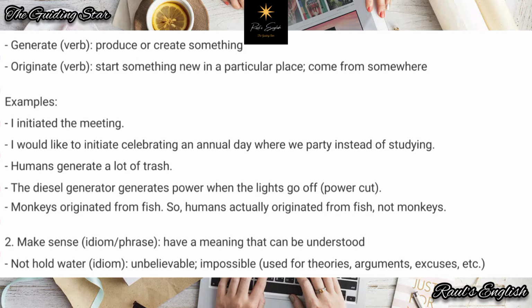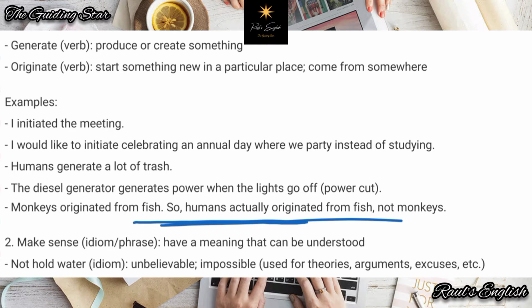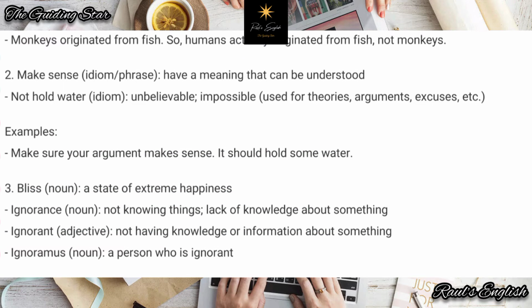Right, monkeys originated from fish. So humans actually originated from fish, not monkeys. So first fish became monkey, and then monkeys became humans, something like that. I don't know how scientifically correct that statement is, but it's not wrong anyway. We're doing English, not science. All right, let's go on to number 2.